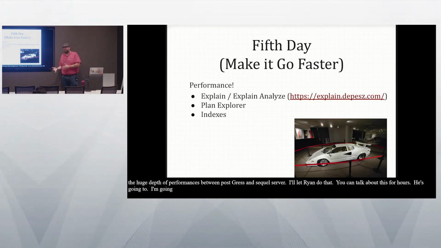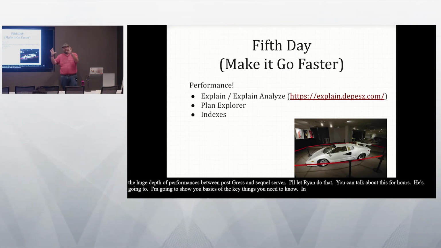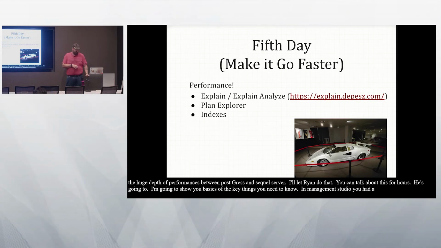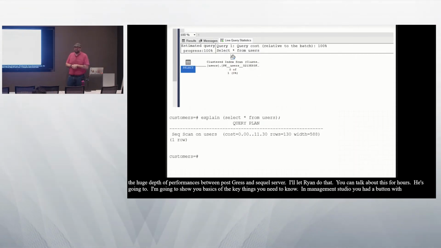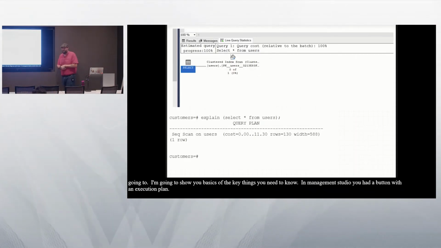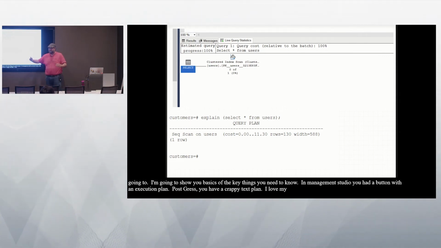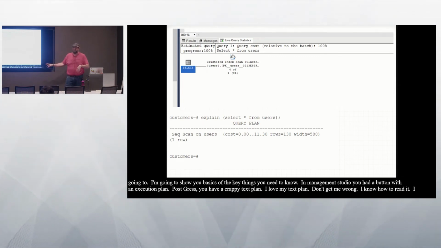Once again, in Management Studio, you had that wonderful little button up there that said Show Execution Plan, and you got this great graphical execution plan. And in Postgres, you get this really crappy text plan. And I do mean a really crappy text plan. I love my text plan, don't get me wrong. I know how to read it, I know what to do with it, but it looks like crap compared to a nice big GUI thing that shows you all the paths.